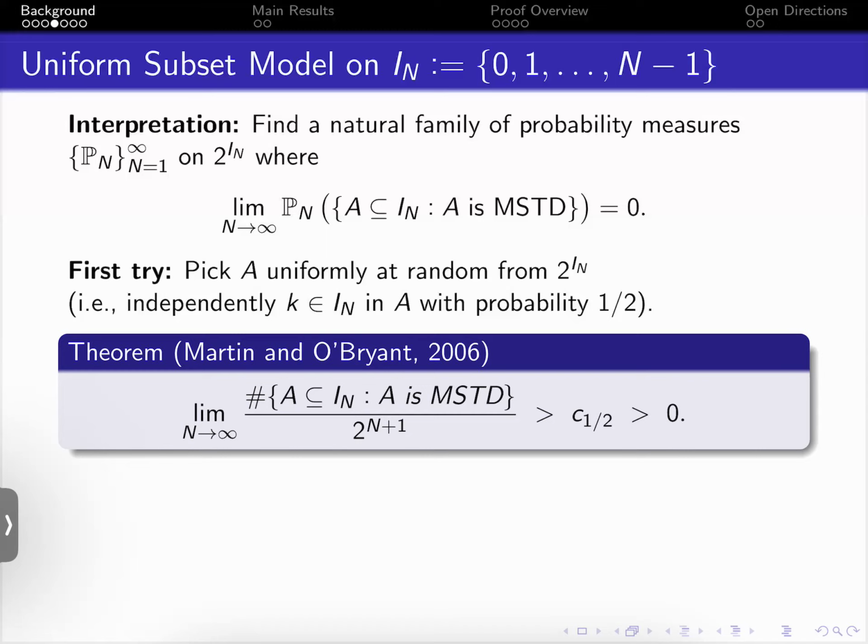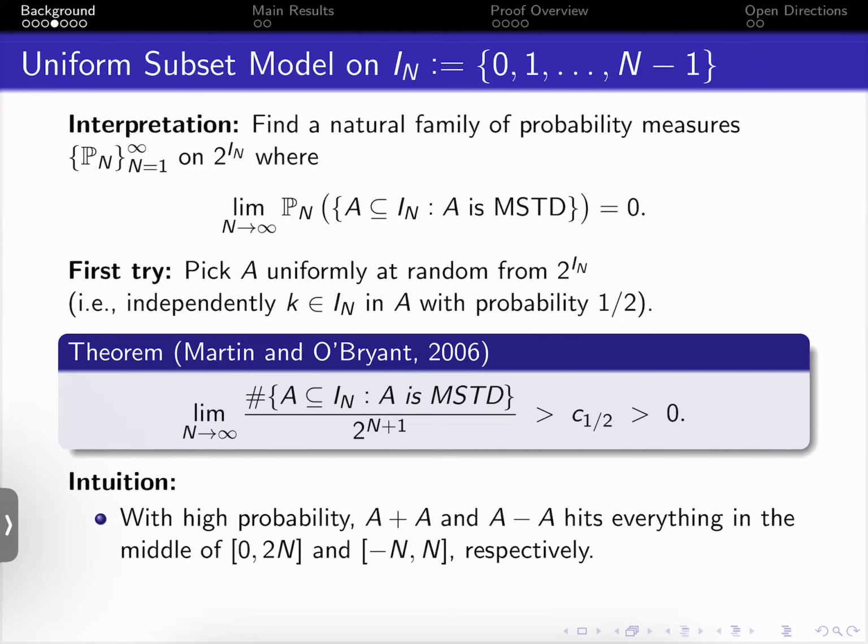So what Martin and O'Brien showed in 2006 is that if you choose your subsets uniformly at random, then a positive percent of the time, you will actually have a sum dominant set. Now, that positive percent of the time is extremely small. It's on the order of 10 to the minus 3, 10 to the minus 4, but it is a positive percent.